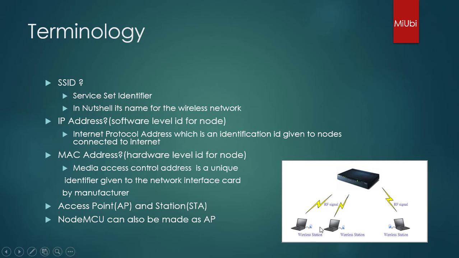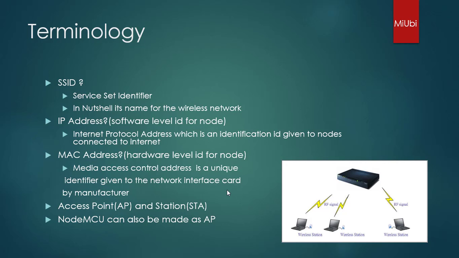So a wireless station is something like your laptop trying to connect to your Wi-Fi router, which is the access point here. Now, NodeMCU can also be made an access point. By default, the NodeMCU is an access point, and if you want it to be a station, a device which wants to connect to the internet or to the network, you have to categorically mention it in the code and enable it to work as a station.